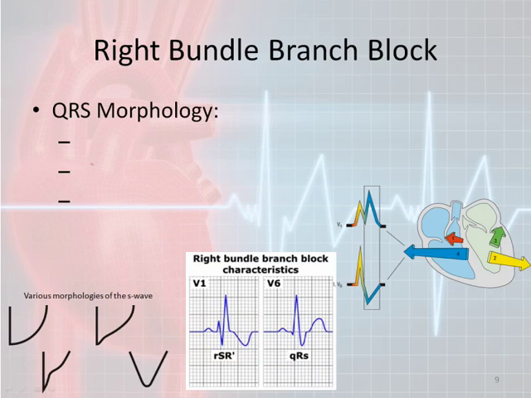The morphology that you're going to see in a right bundle branch block, first of all, the QRS morphology is in V1 and V2. That's where you look. In V1 and V2 it is seen as an RSR prime. That little apostrophe up there almost is what's considered a prime.